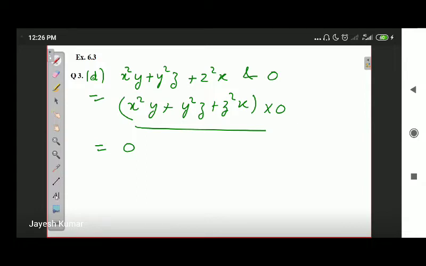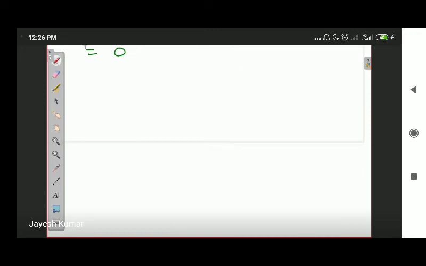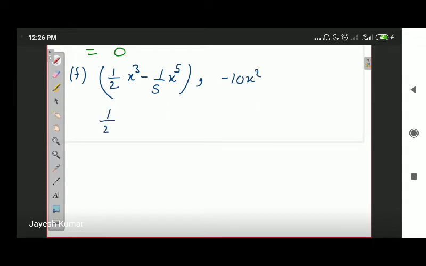Let's take a bit more difficult question. Let's take the f part. It is 1 upon 2 x cube minus 1 upon 5 x to the power 5. It is to be multiplied with minus 10 x square. So we will write it in proper multiplication form. This will be 1 upon 2 x cube minus 1 upon 5 x to the power 5. You take the bracket as it is; we are not changing the brackets. Into minus 10 x square.